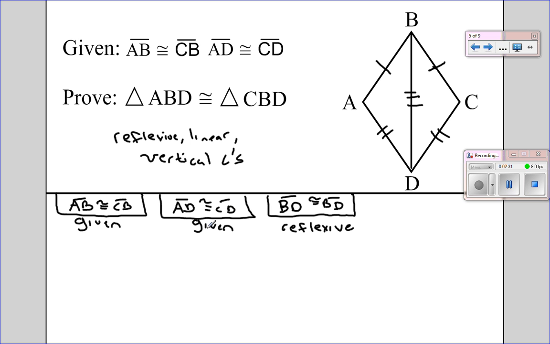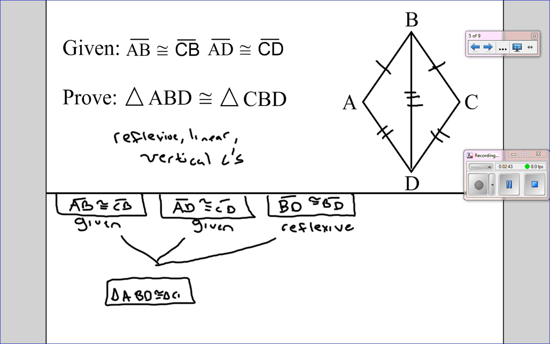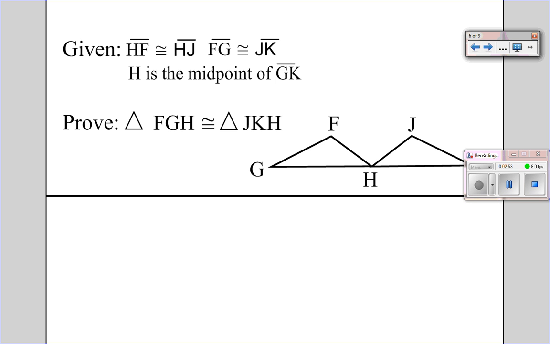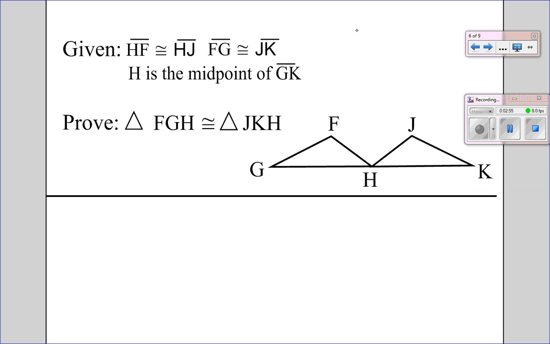And now just from this proof, you already have 3 different sides that are congruent. So all you have to do is finish off the proof and say triangle ABD is congruent to triangle CBD, and that's by the SSS congruence postulate. So it's a pretty basic and straightforward proof. I want you to pause the video and try this one out. This one has an extra step in it.